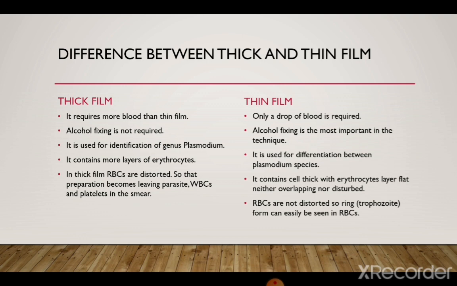Thick film contains more layers of erythrocytes, and thin film contains a single layer of erythrocytes, flat, neither overlapping nor disturbed. In thick film, RBCs are distorted, so that it becomes easier to see living parasites, WBCs, and platelets in the smear. In thin film, RBCs are not distorted, so ring forms can easily be seen in RBCs.